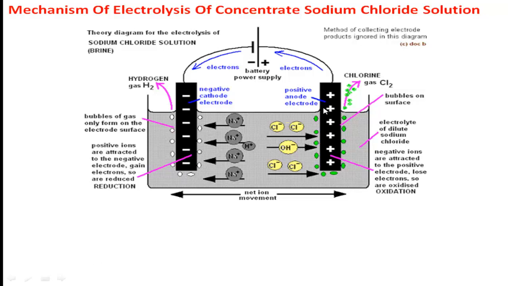And the anode is the positively charged electrode. For this it attracts anions, and here the anions present are chloride ion and hydroxyl ion.